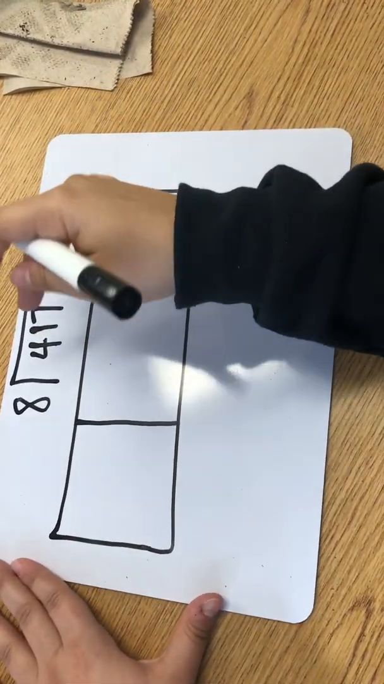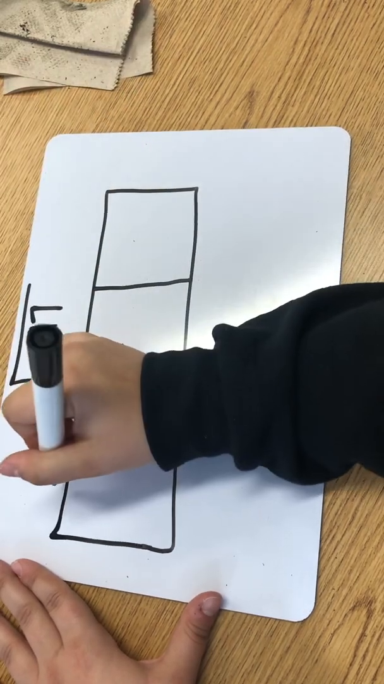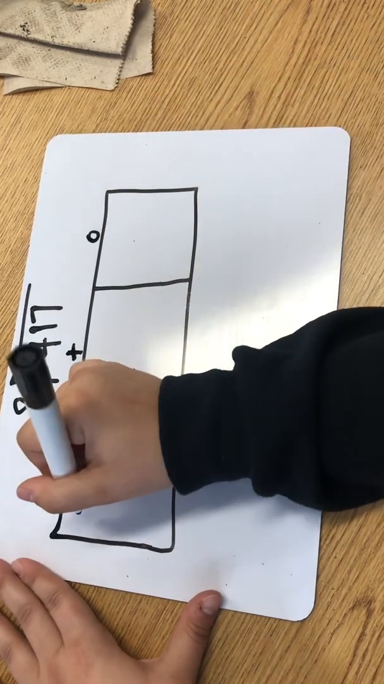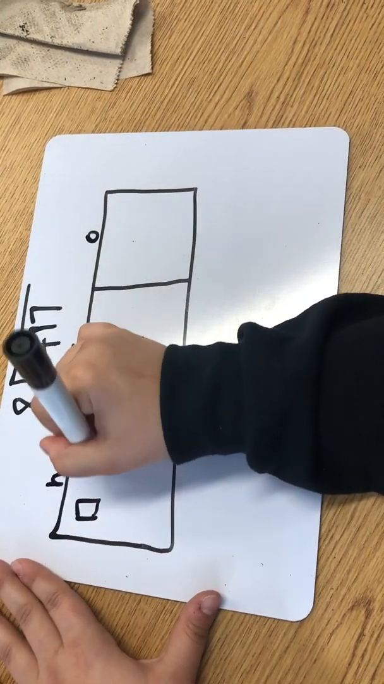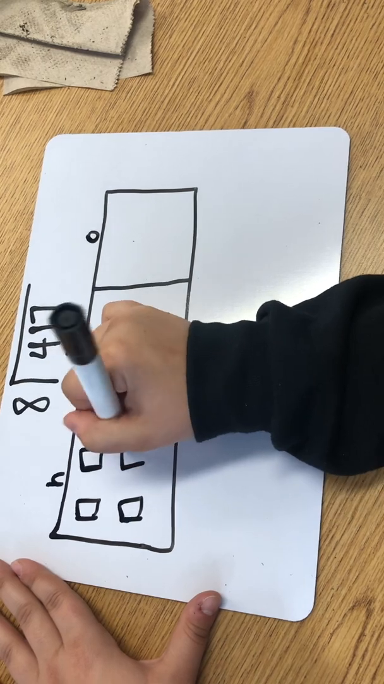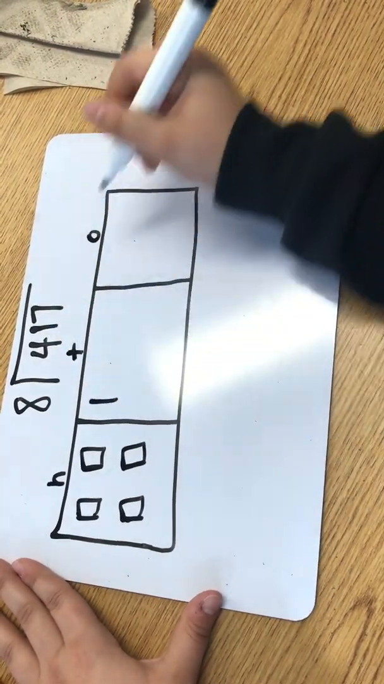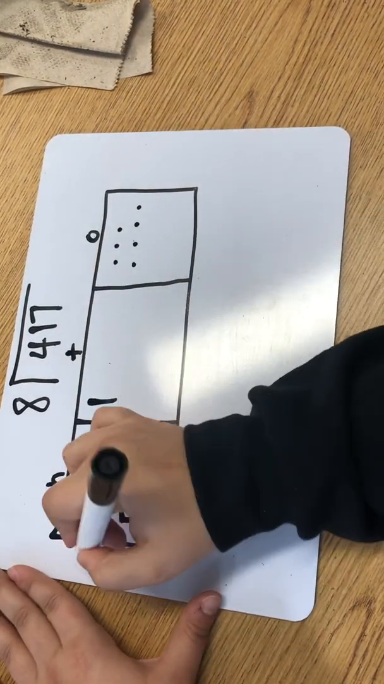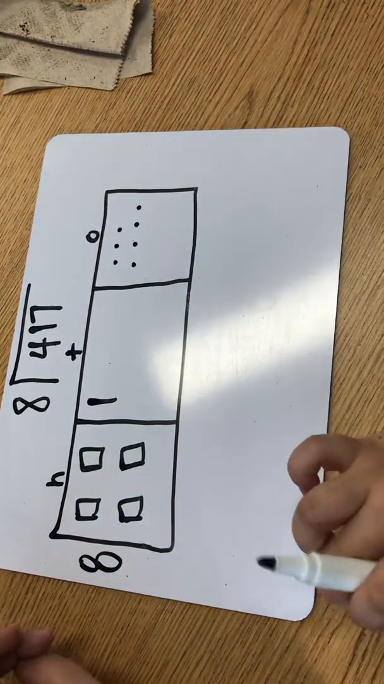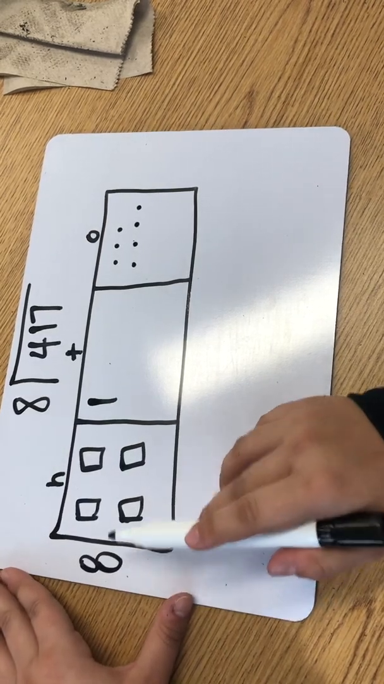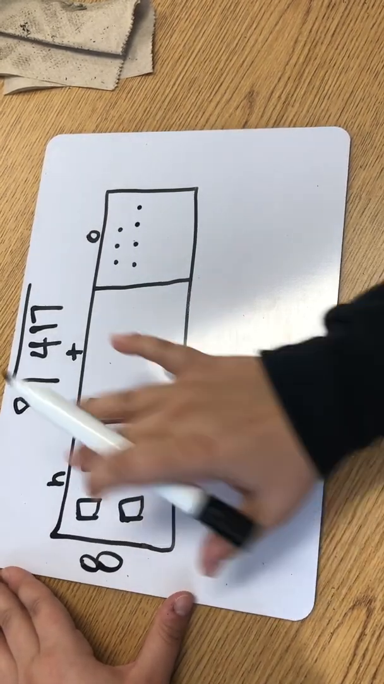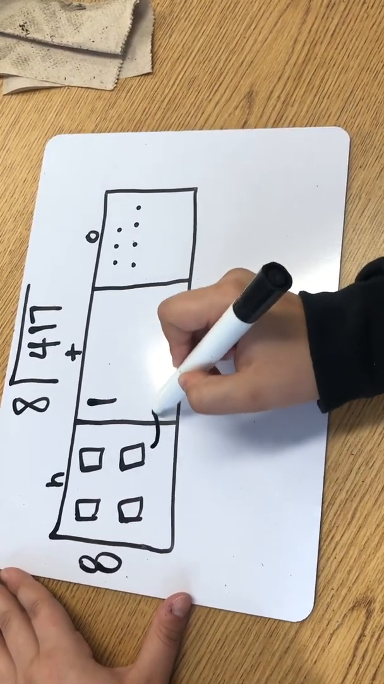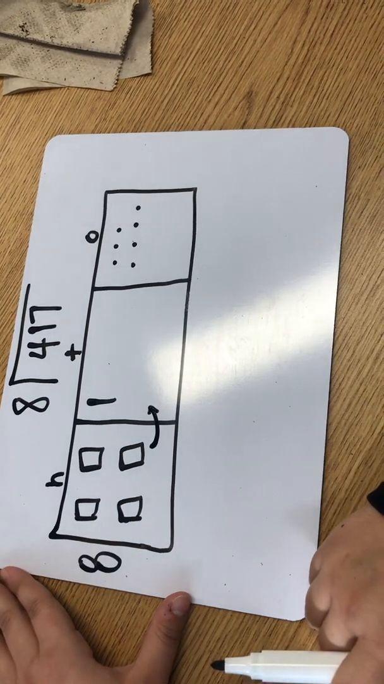So because I have 417 as my dividend, I'm going to make a spot for the hundreds, for the tens, and for the ones. I have 4 hundreds, 1 ten, and 7 ones. All right. So because I can't make a single group of 8 or an equal group of 8 right here, I'm gonna have to regroup these over in the tens place.